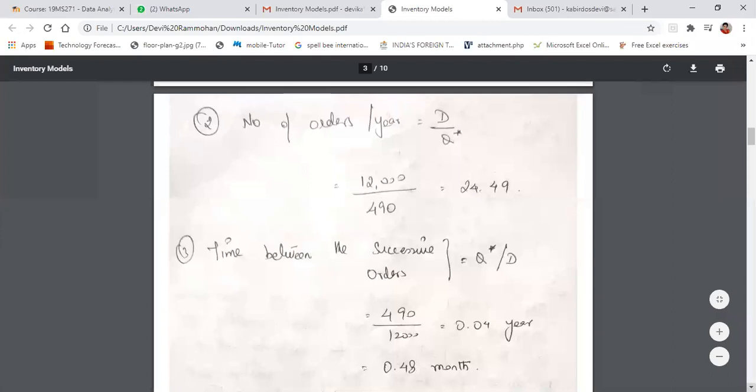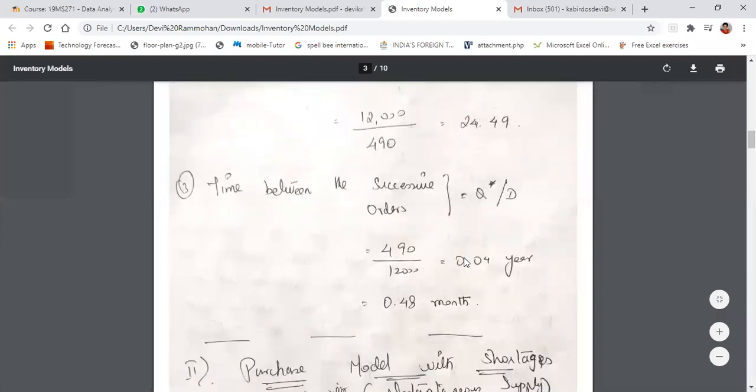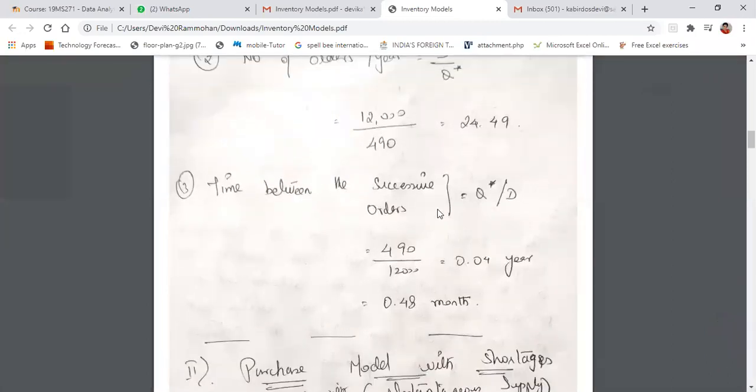Next, they are asking what is the time between successive orders. Here, this is the order quantity, so 490 divided by 12,000. You get approximately 0.4 year between successive orders, so we would say 0.48. If you calculate 0.48, it is actually less than a month.